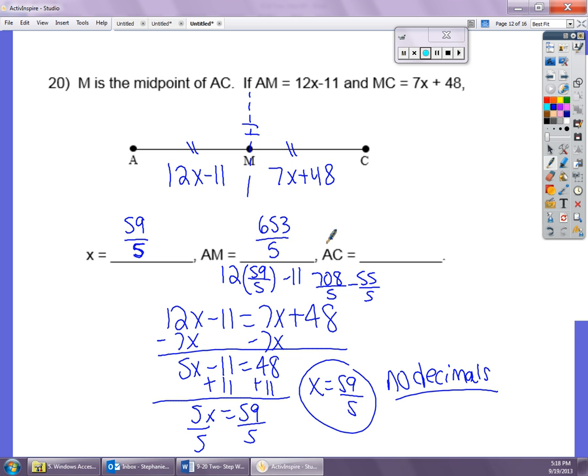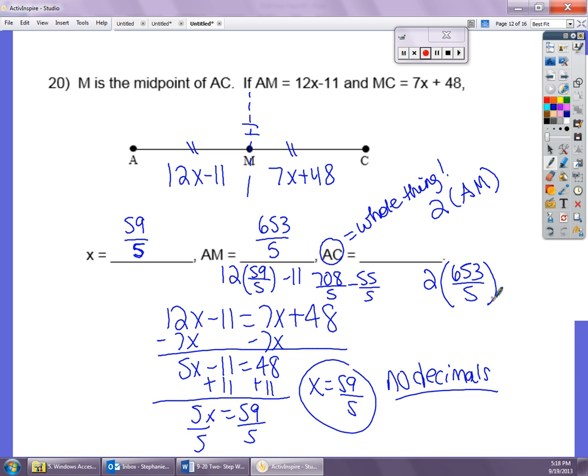Remember, AC equals the whole thing, so it is double AM. Remember that, because you guys keep getting that wrong. So what you should do is 2 times 653 over 5 and just multiply. And you get 1306 over 5. You do it like this, you'll get full credit. You show me decimals, I'm taking a point off for each one.